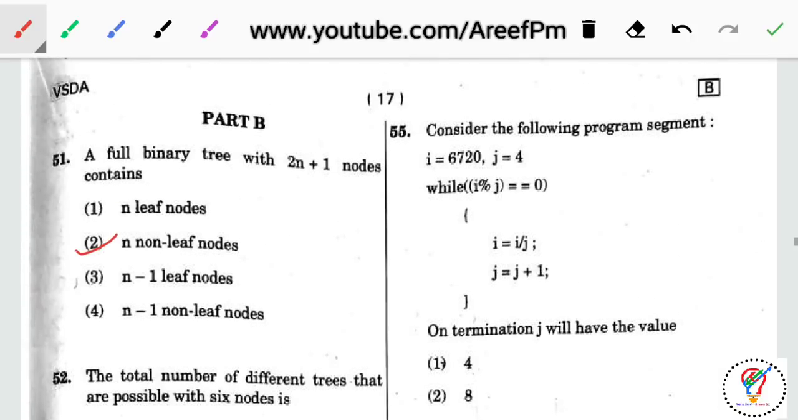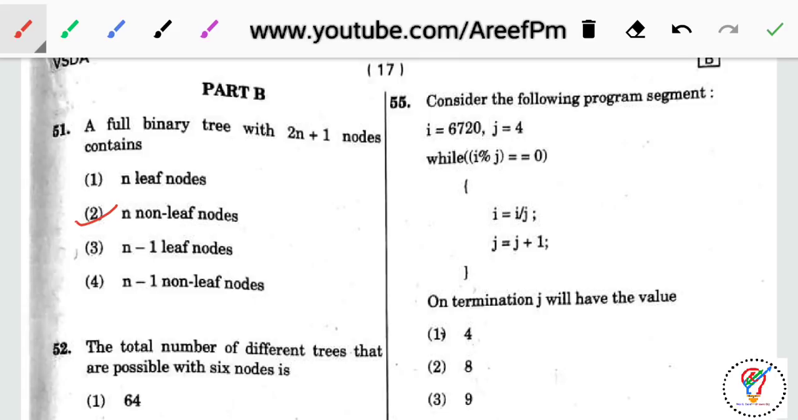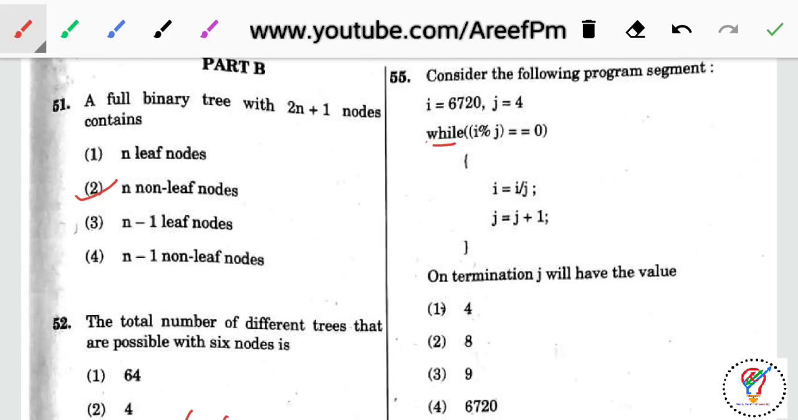Now let's see the 55th question here. Consider the following program segment: i is equal to 6720 and j is equal to 4. We are using a while loop here: while i % j is equal to 0. Now we'll close the brackets here.